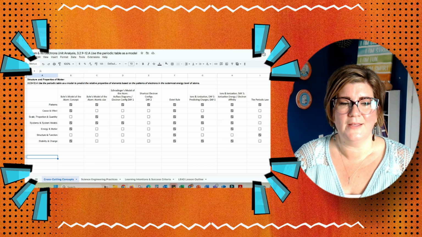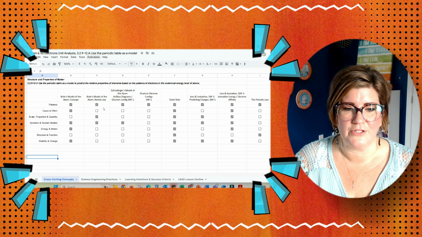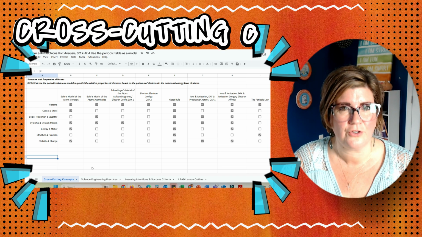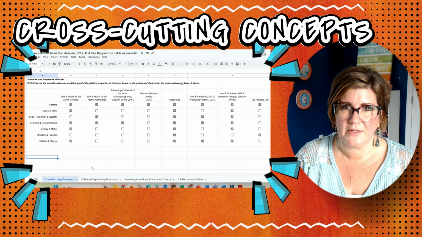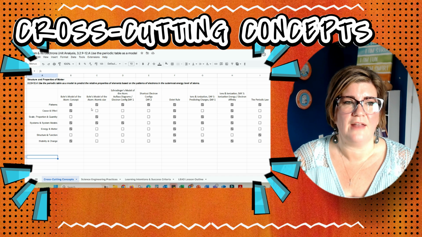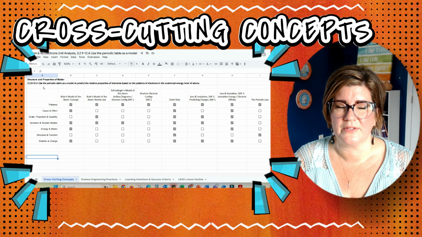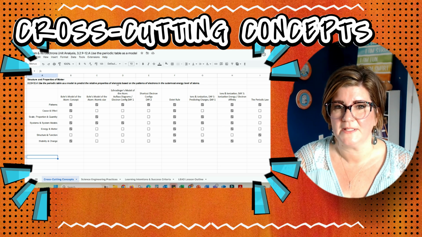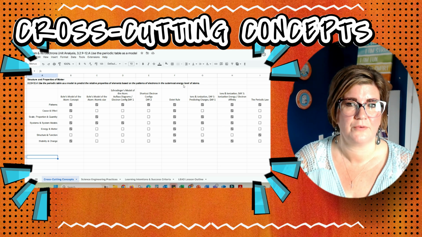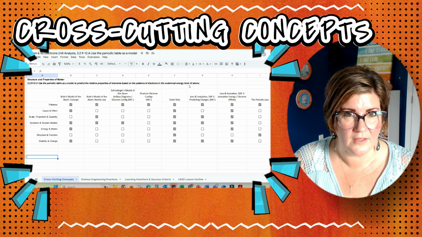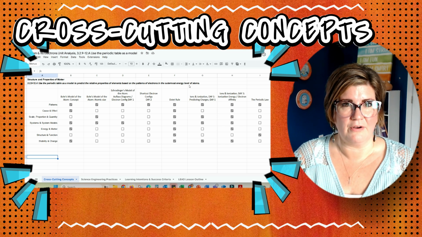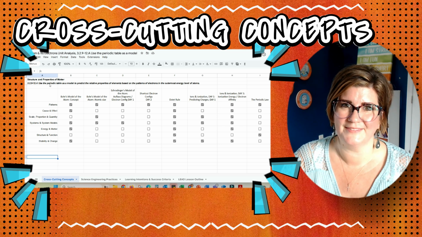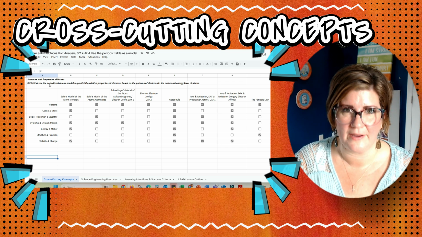So very briefly, I'm going to remind you that our three-dimensional standards, if you do need to follow them, only call out one cross-cutting concept that they want us to drive forward for each standard. And for this standard relating to structure and properties of matter, using the periodic table as a model to predict the relative properties of elements based on the patterns of electrons in the outermost energy level of atoms, that is patterns. Now, a couple keywords that get us to patterns there are, of course, periodic table. The periodic table holds so many patterns.